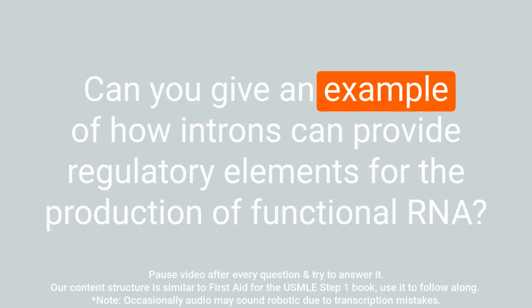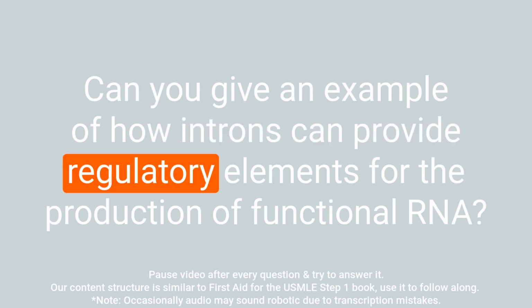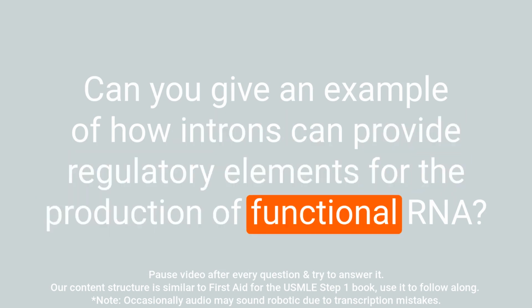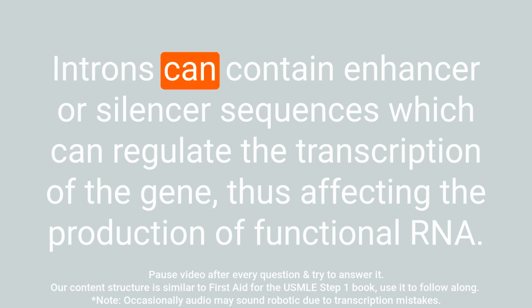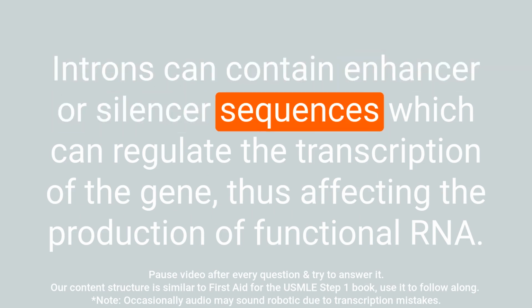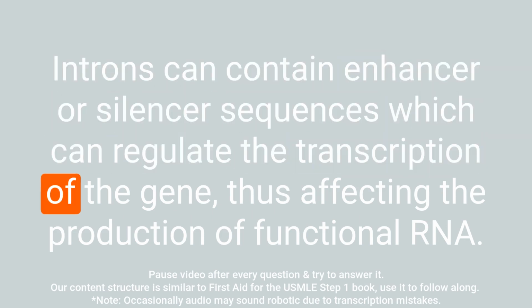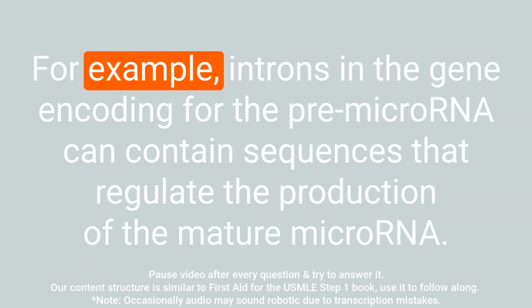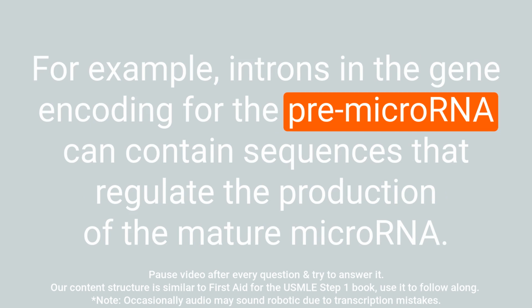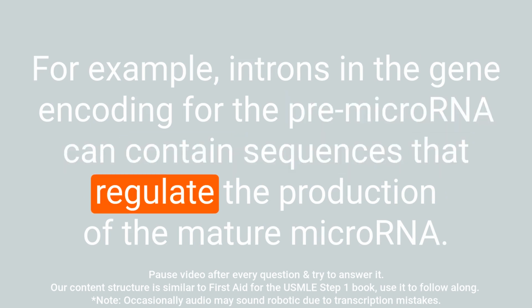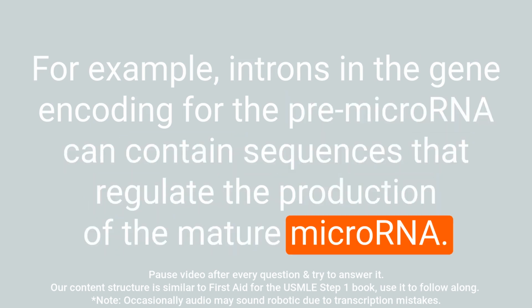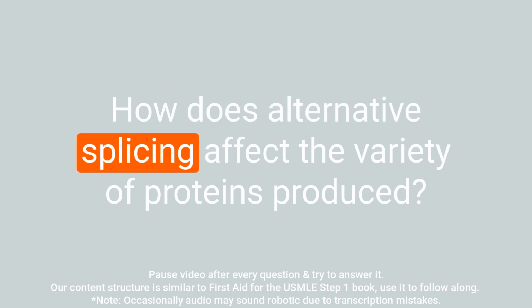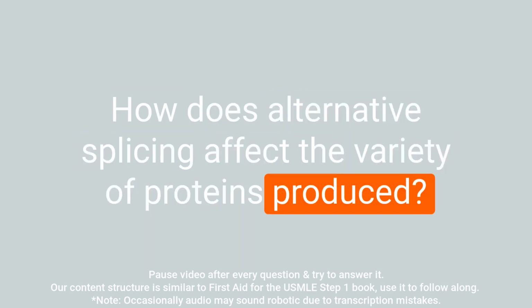Question: Can you give an example of how introns can provide regulatory elements for the production of functional RNA? Answer: Introns can contain enhancer or silencer sequences which can regulate the transcription of the gene, thus affecting the production of functional RNA. For example, introns in the gene encoding for the pre-microRNA can contain sequences that regulate the production of the mature microRNA.